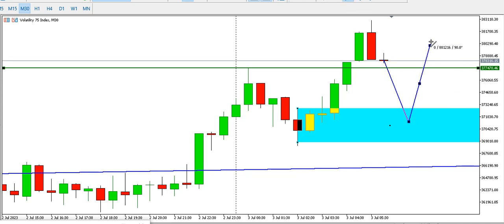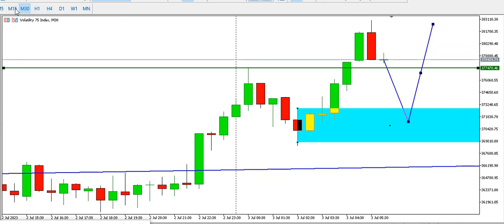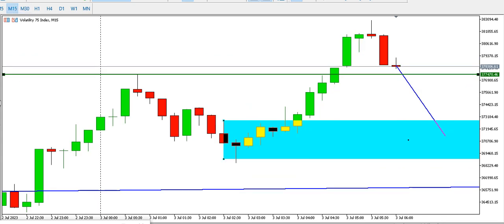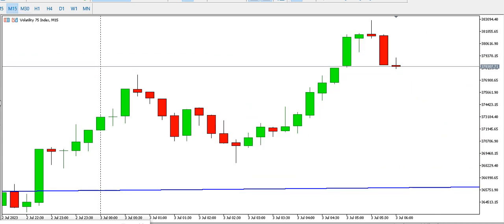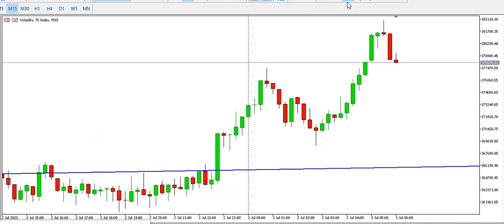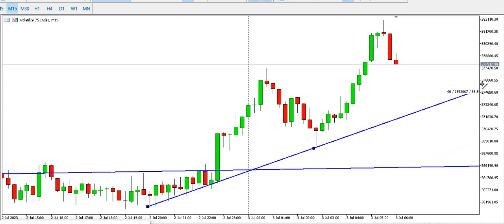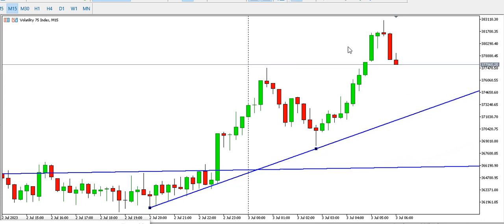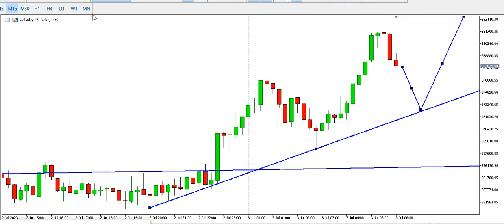On the 15 minutes time frame, what we are looking at is the formation of an evening star candlestick pattern, and if we draw the ascending trend line, price might likely test this particular trend line. You might see price dropping to this level before price picks up traction to the top side.